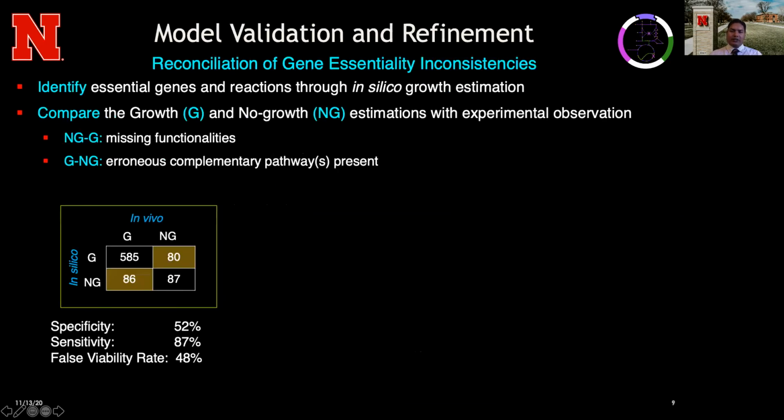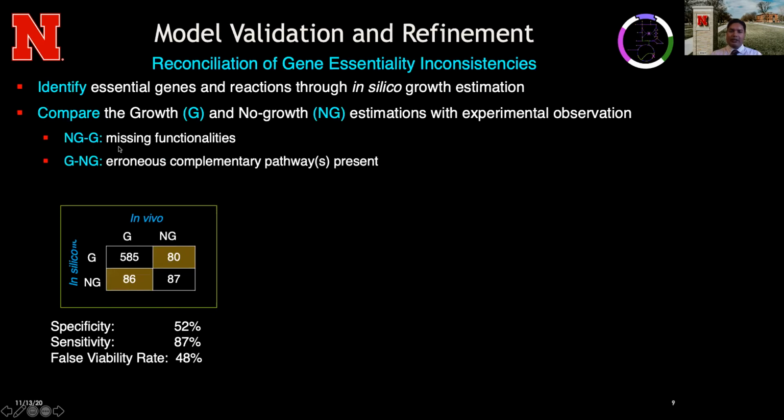Once we had this consensus set of experimentally validated essential genes, we identified the essential genes through our model predicted growth estimations, and then compared the growth and no growth estimations for each of the gene knockouts with experimental observation and classified the genes into 4 different types. We identified 2 different types of inconsistencies.